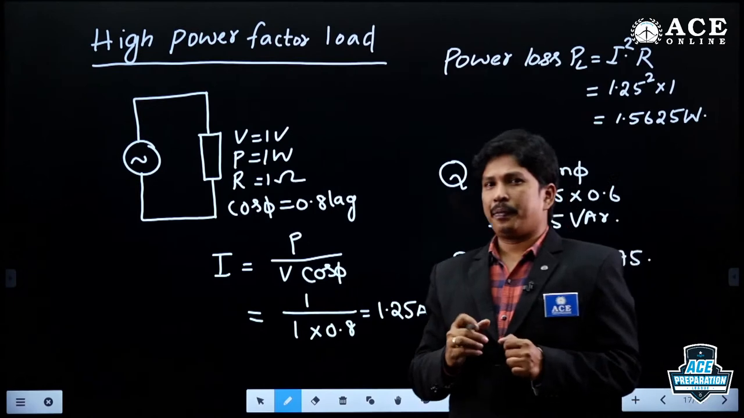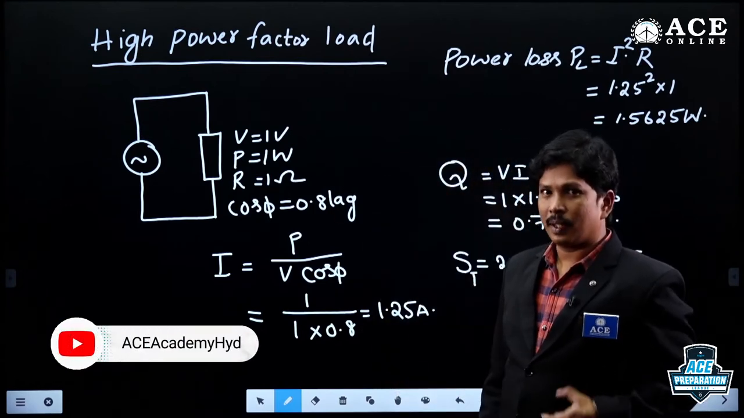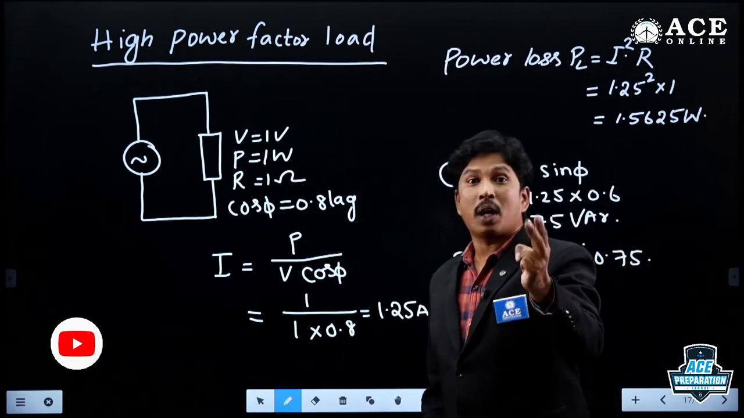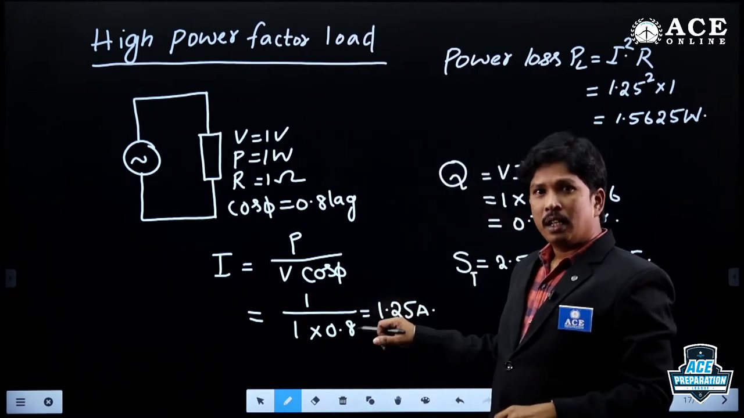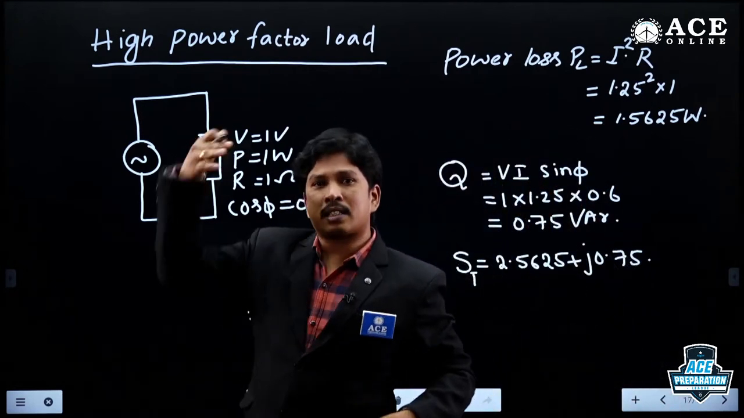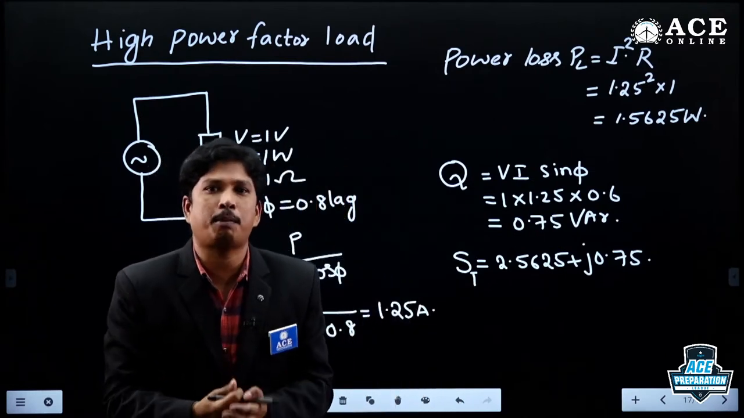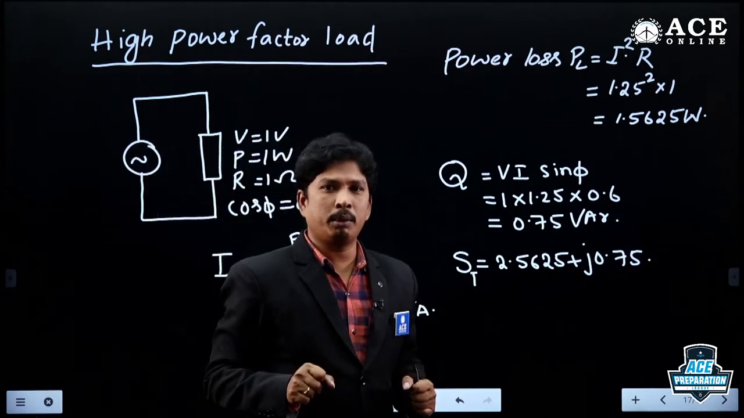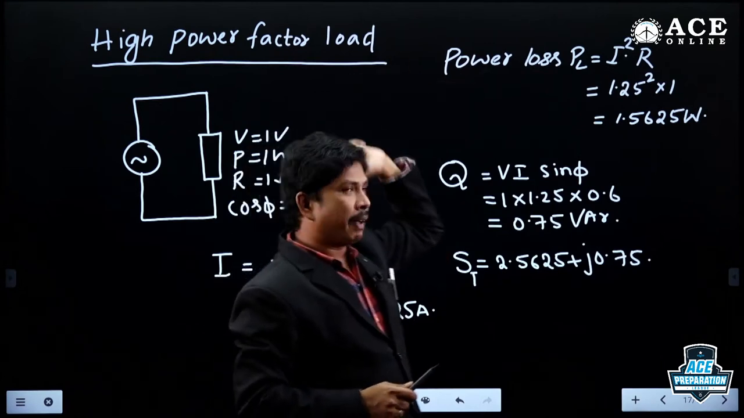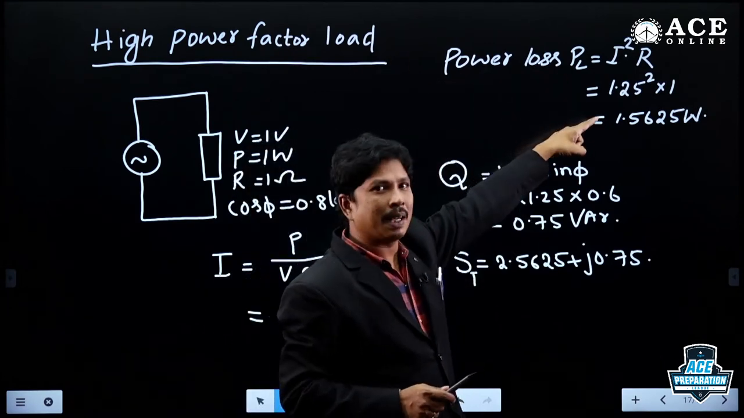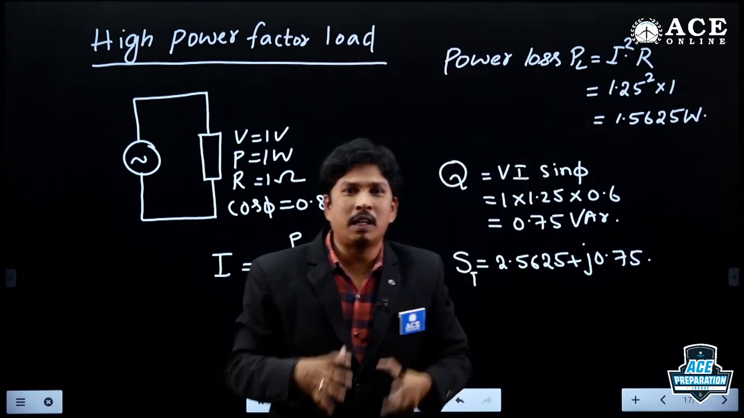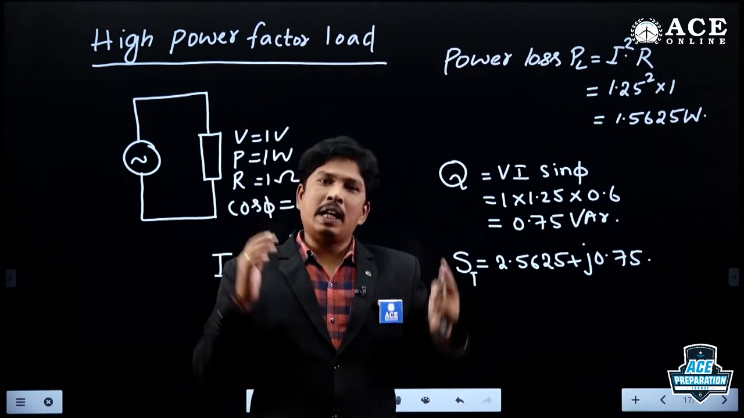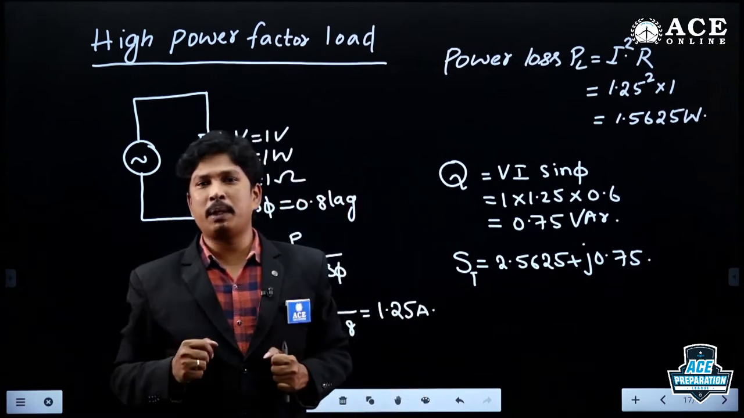Now I will compare with the previous case. What are the comparisons? Just see here. The current which we calculated in the previous case is 2 amperes. Now it is only 1.25. So whenever the power factor is improved, the current supplied by the source will be reduced. What is the advantage of power factor? In the given options, the current supplied by the source will be reduced. Second one, previously the losses are 4 watts. Now it is 1.5625. So one more advantage of power factor is that the power losses in the system will be reduced. Whenever power losses are reduced, the efficiency of the system will be improved.